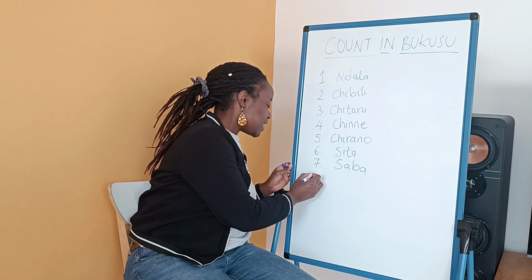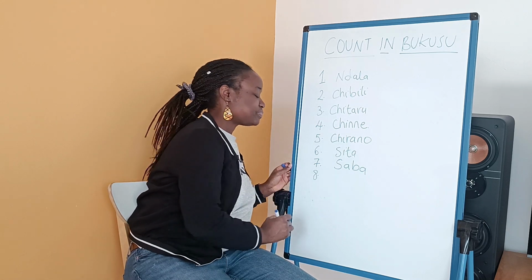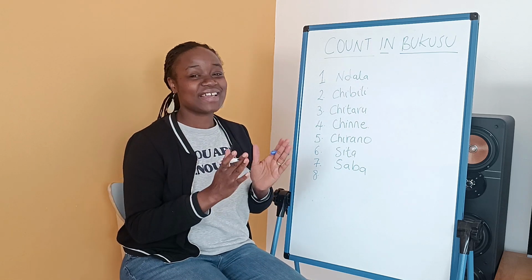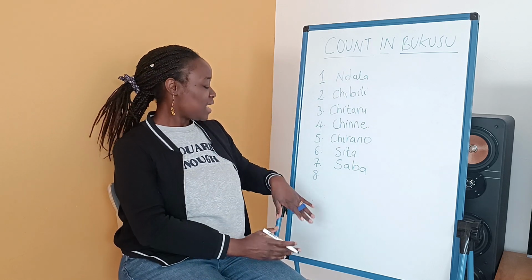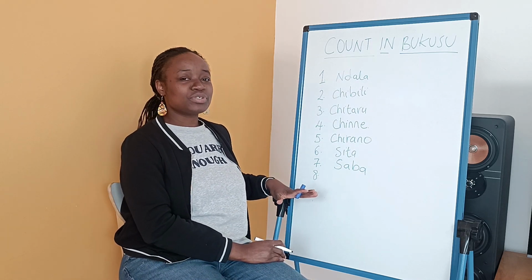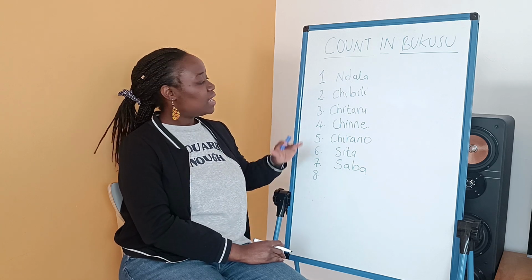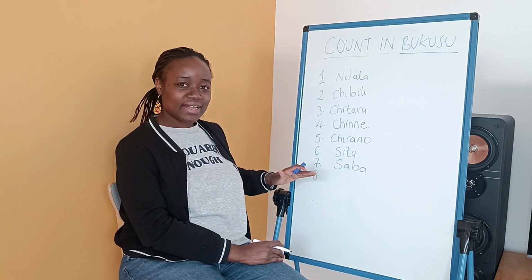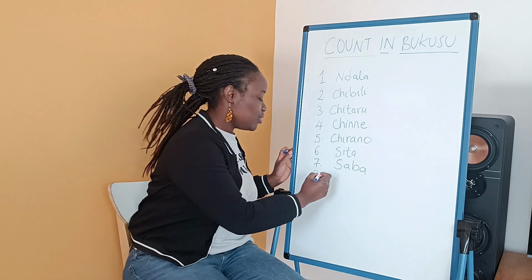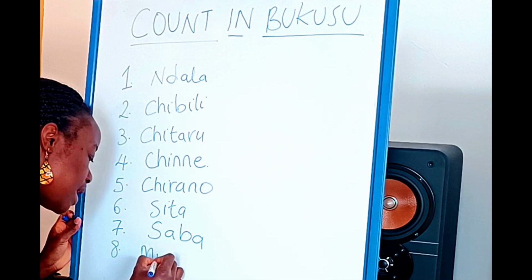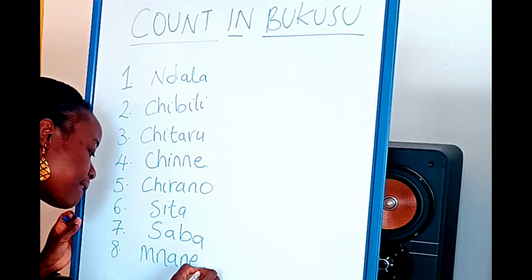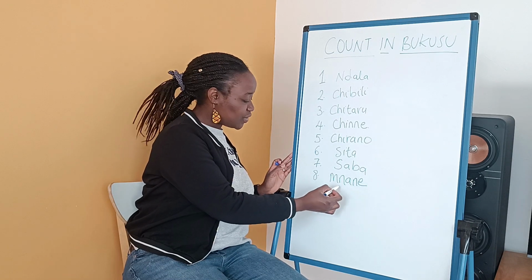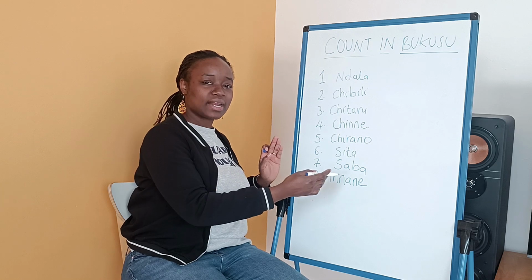Okay? Alright, let's go to number 8. Can you guess number 8? If you're a Swahili speaker, again, this is very, very similar. Number 8 in Bukusu is mnane. Ndala, chibili, chitaru, chine, chirano, sita, saba, mnane. Okay? Mnane, you write it like this. And in Swahili, mnane is nane. So the root, nane. Mnane, nane.